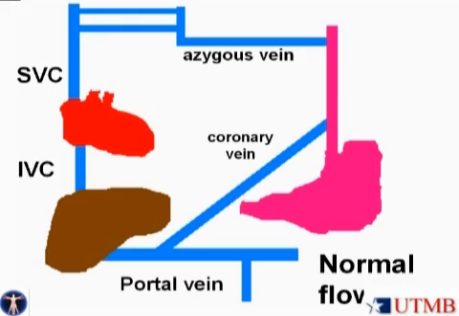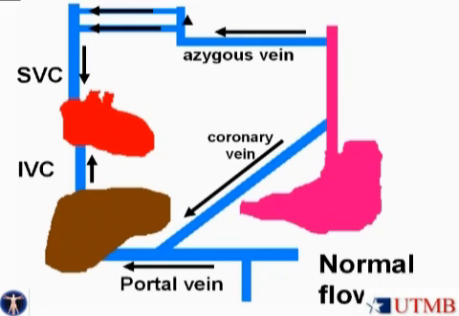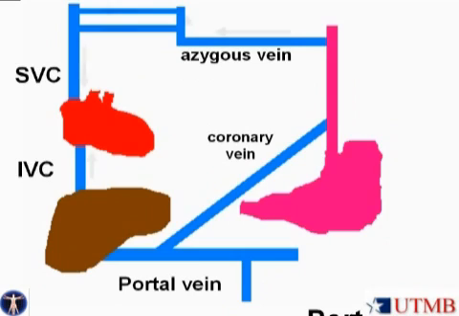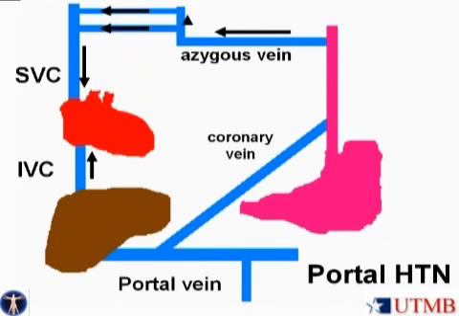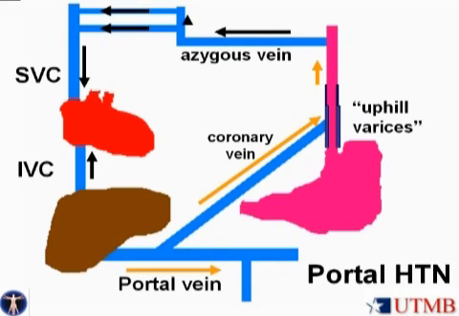Blood supplying the esophagus is drained by both the azygous system and the portal system through the coronary, or left gastric, vein. In portal hypertension, elevated pressures through the coronary vein give rise to uphill varices in the lower third of the esophagus, a common phenomenon in cirrhosis.